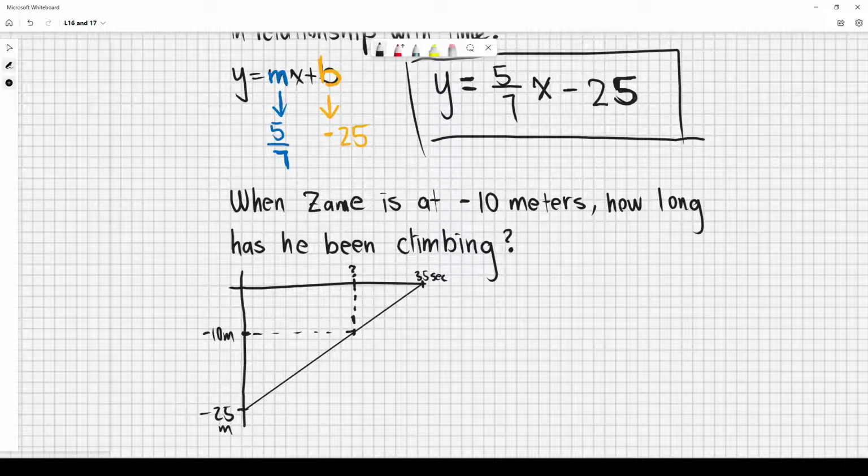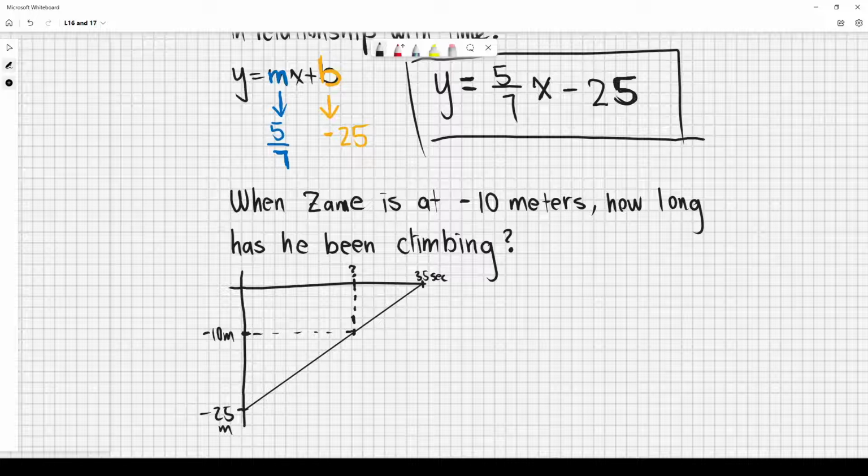5/7 minus 10. Is that your answer? So, at what time? How long has he been climbing? So, trying to figure out this number here, at what time. So, could you maybe show me?